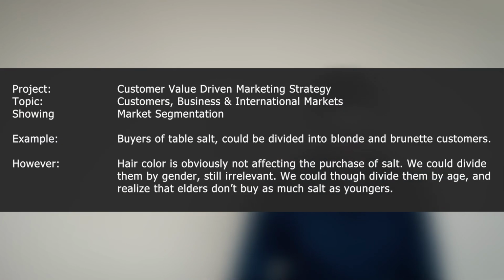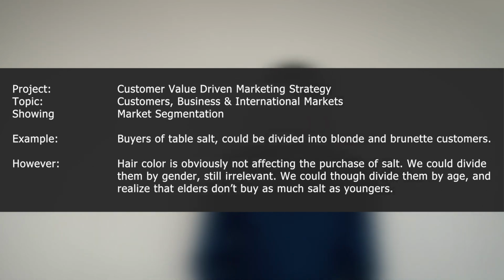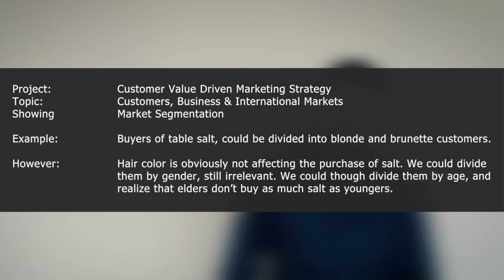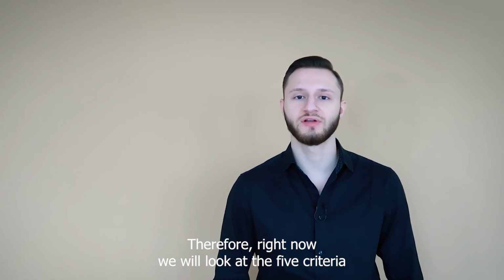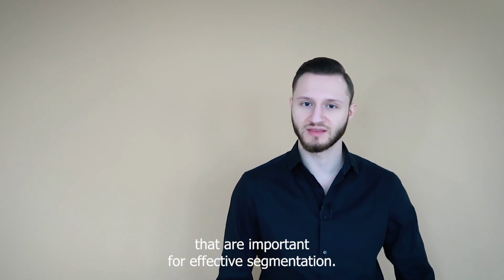For example, buyers of table salt could be divided into blonde and brunette customers. However, hair color is obviously not affecting the purchase of salt. We could divide them by gender, and it is still irrelevant. We could though divide them by age and realize that elders don't buy as much salt as youngsters. Therefore, right now we will look at the 5 criteria that are important for effective segmentation.